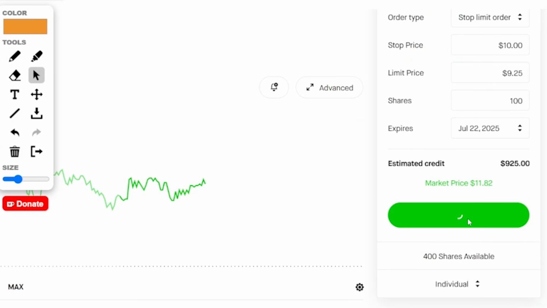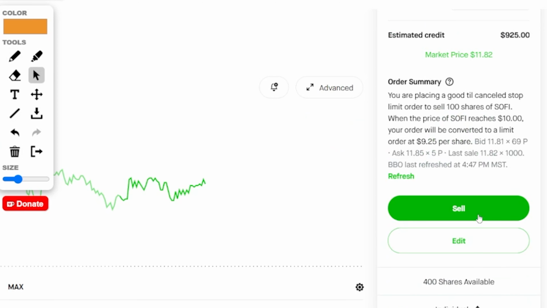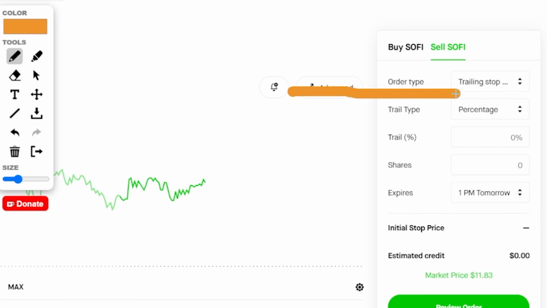If everything here looks good, you can click on review and then it'll just give you that quick review and you can click on sell. Now, next up on this order type is going to be the trailing stop order. This is probably going to be my favorite one, especially on the sell side, but this also does, of course, work on the buy side.